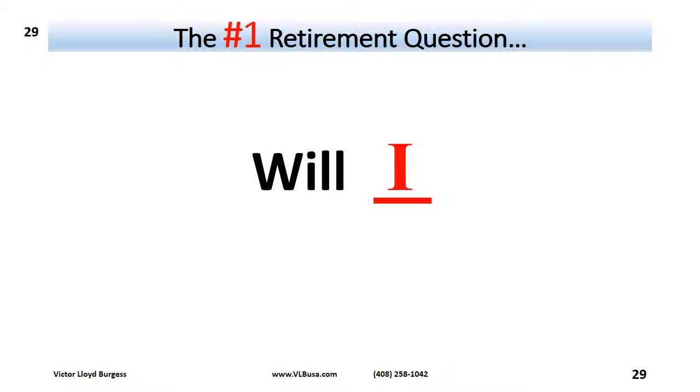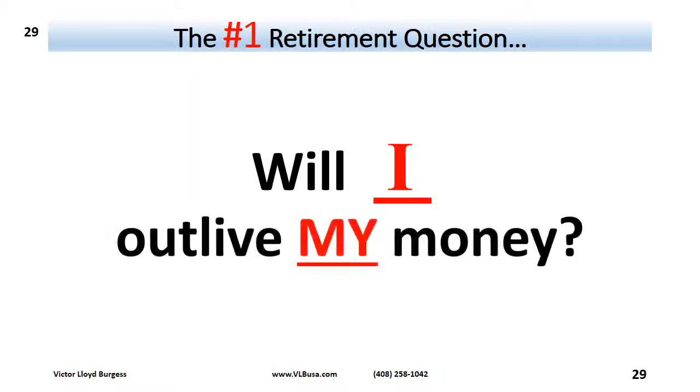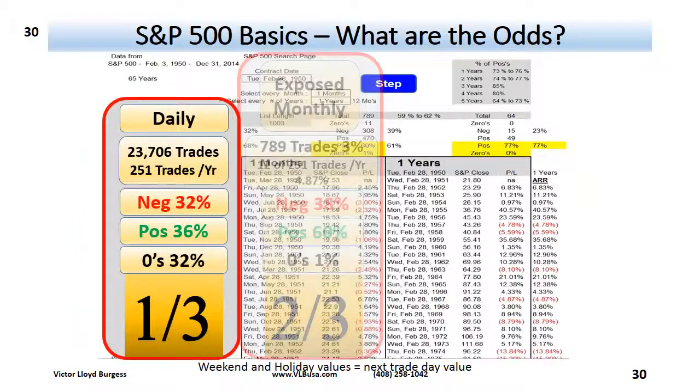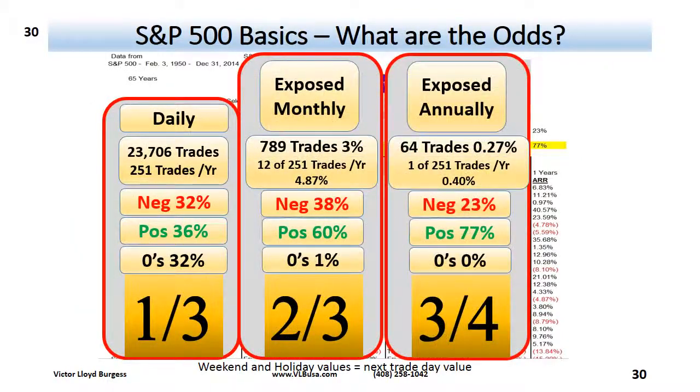Now, what's the number one retirement question? Let me help you. Will I outlive my money? That's the number one retirement question that's being asked. Let's look at this. Remember the S&P. The S&P, 1/3 of the time you're moving forward. With a 1 month exposure in a fixed indexed annuity, 2/3 of the time you're moving forward. And with an annual point to point, 3/4 of the time moving forward.